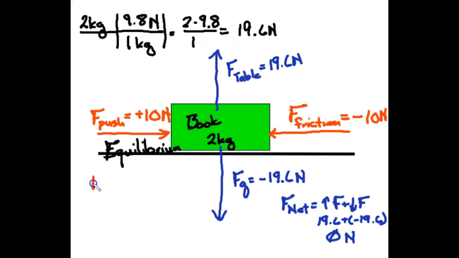And so, when I figure out the force net in the left-right, or the horizontal axis, that's all the forces in this direction plus all the forces in that direction. So that's 10 newtons plus a negative 10 gives you 0 newtons, and it is in equilibrium.